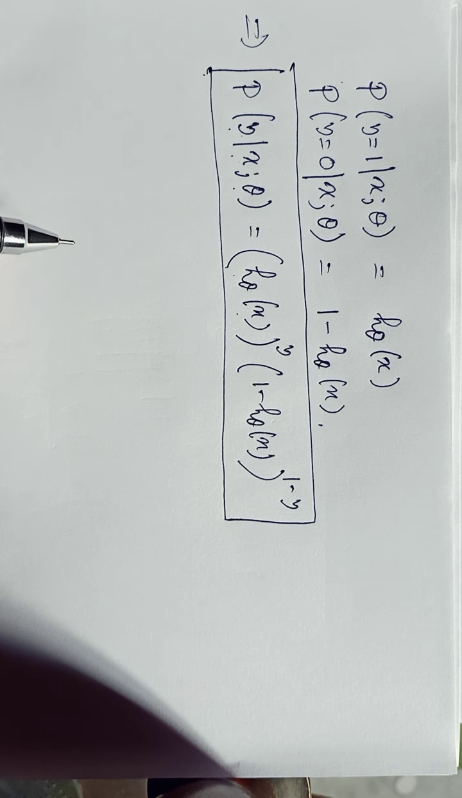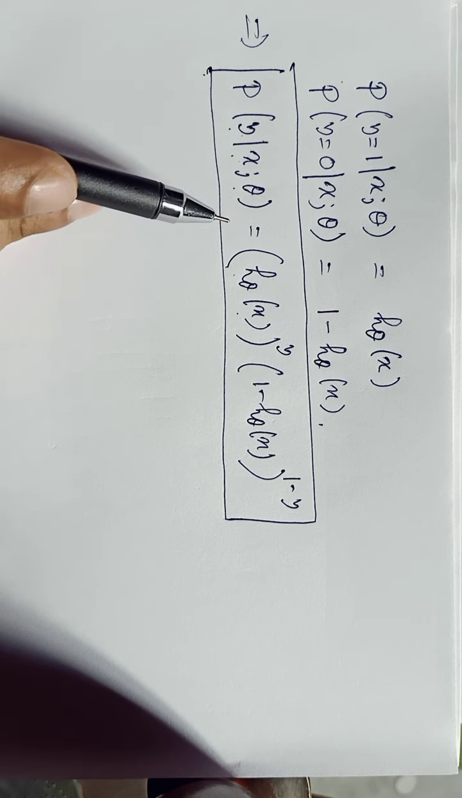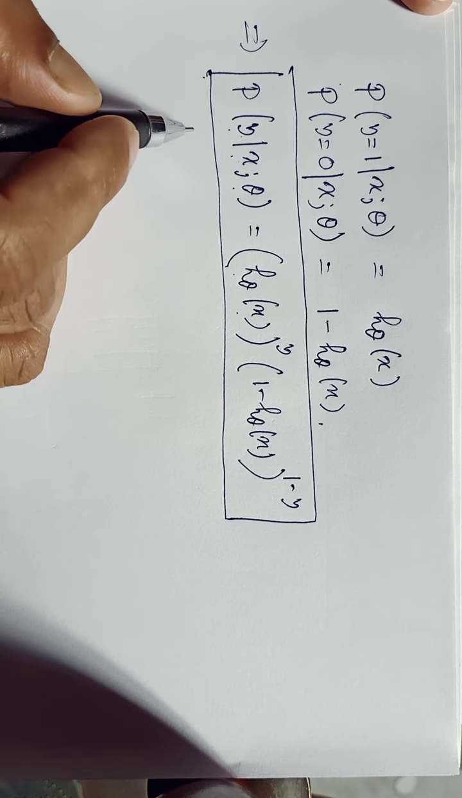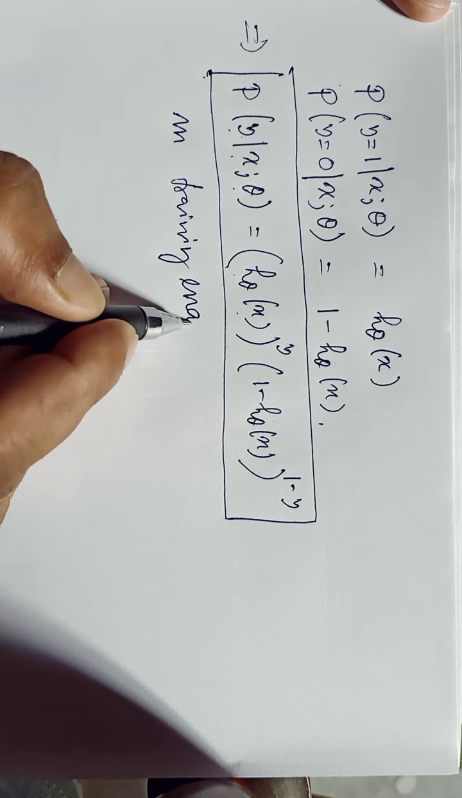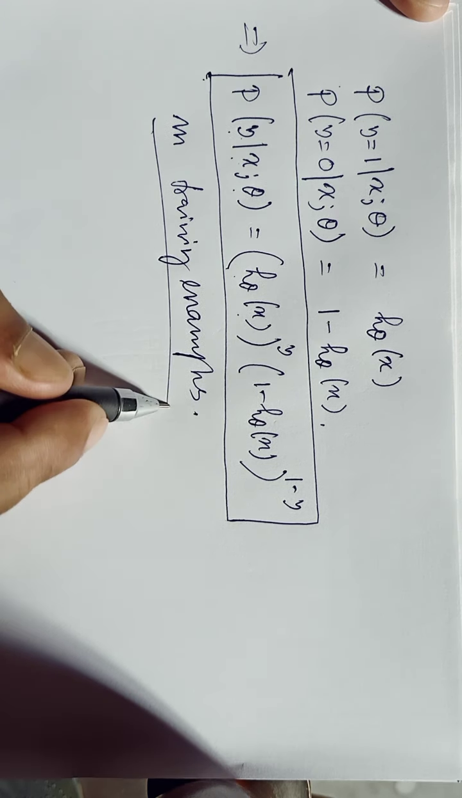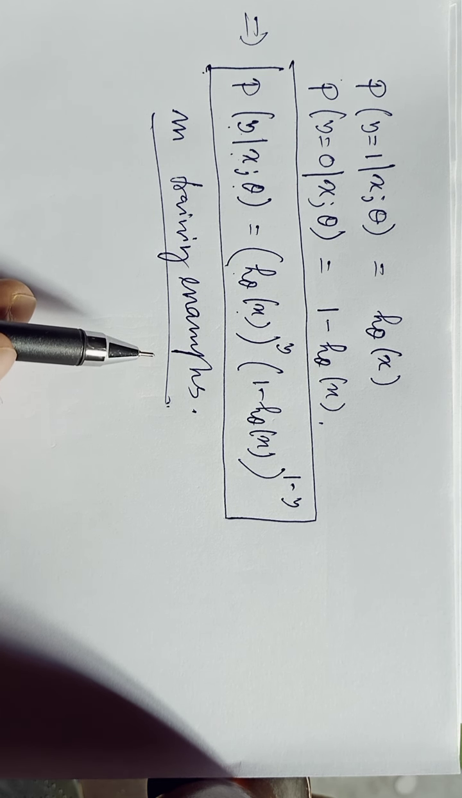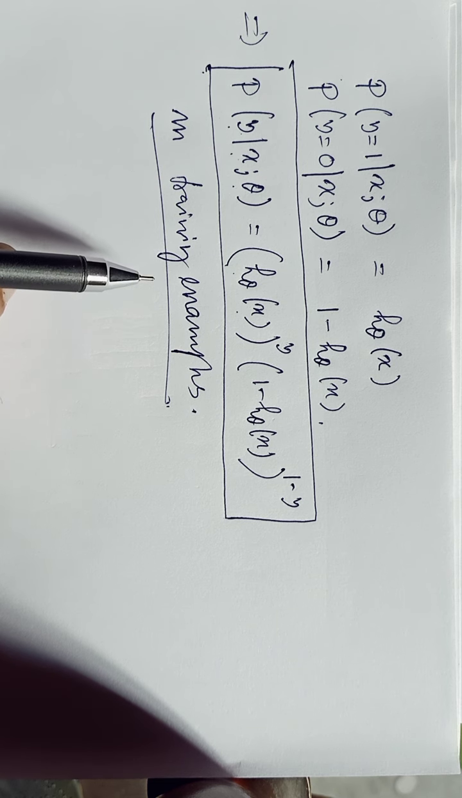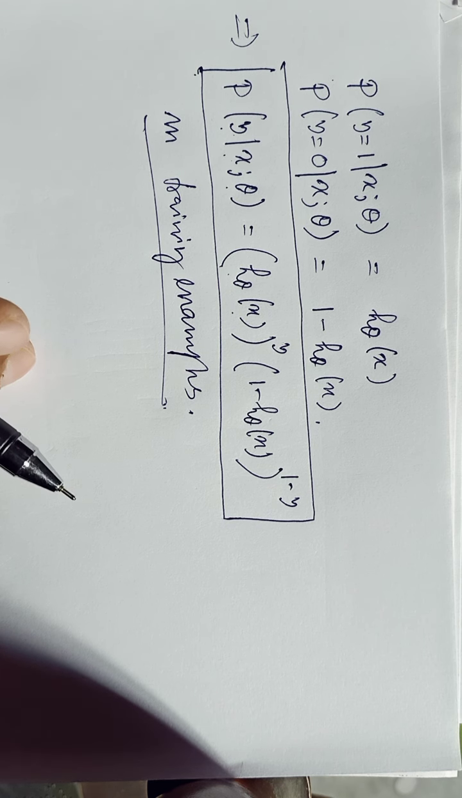Now our task is to find the maximum value of this probability. That means it should be in one class. So let us assume that there are m training examples, which are obviously independent, because everything we are considering follows the normal distribution. So the training examples are independent of each other. No one is influencing the others, that is the main thing.